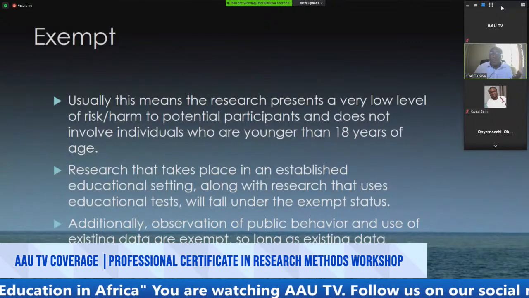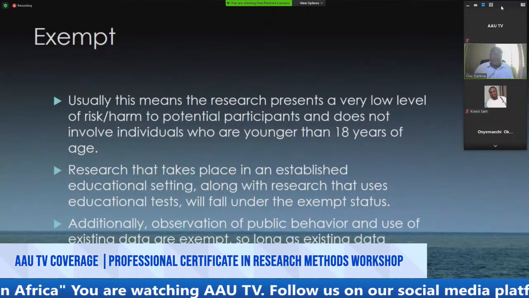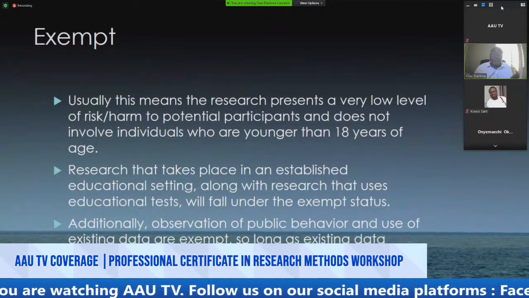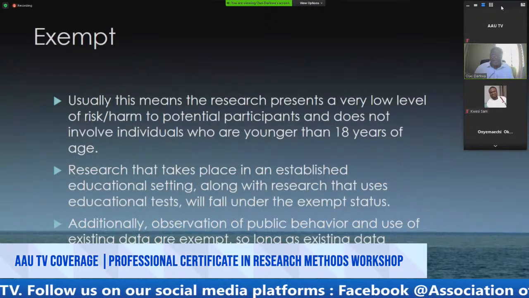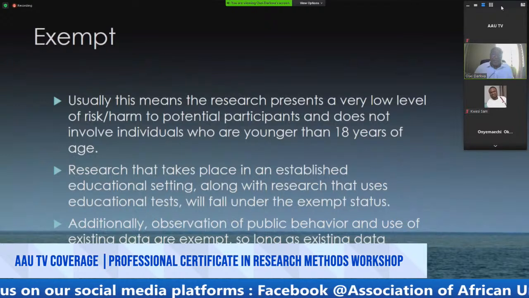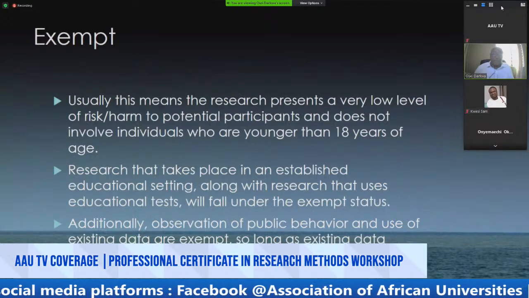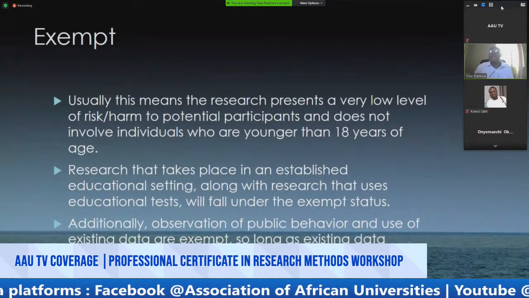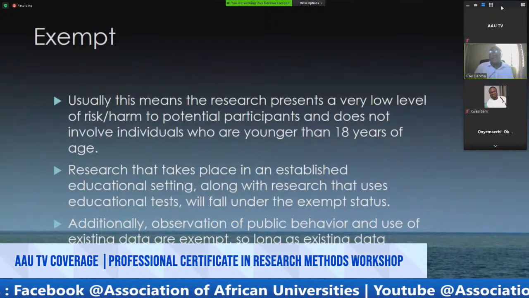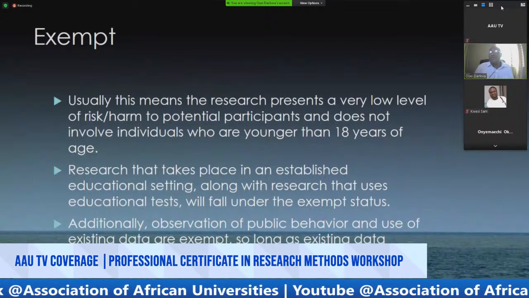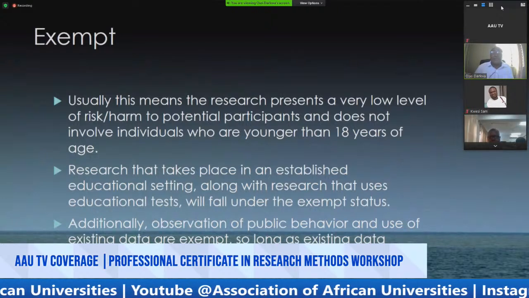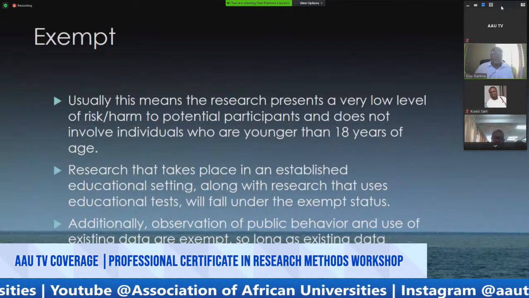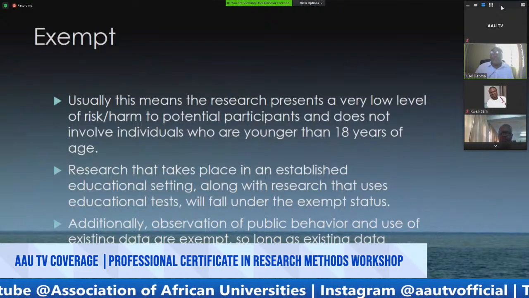It doesn't involve people under 18 years of age. It's taking place in an educational setting. It's using educational tests and stuff like that. And the observation of public behavior and use of existing data is exempt. Sometimes researchers use secondary data. It's not data that they collected firsthand. So the data is already there. There's no harm to subjects or anybody.